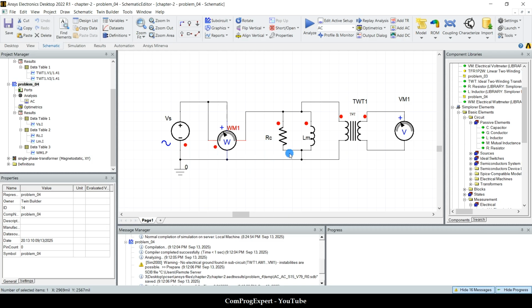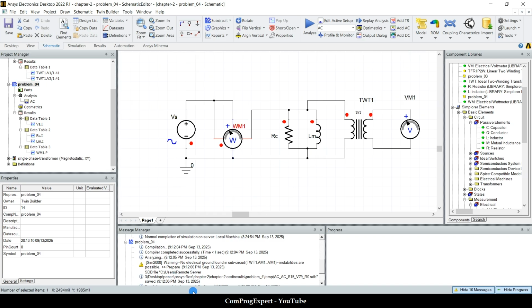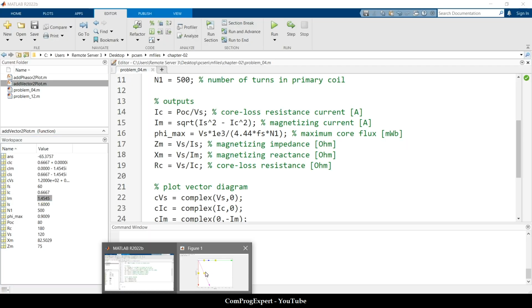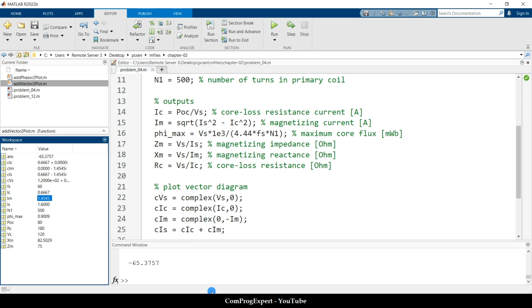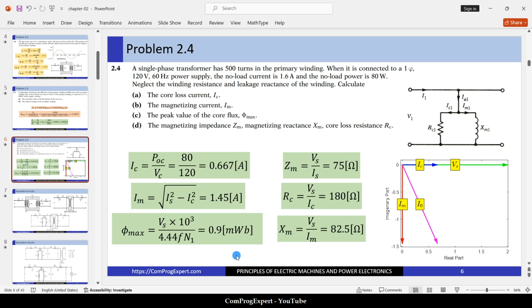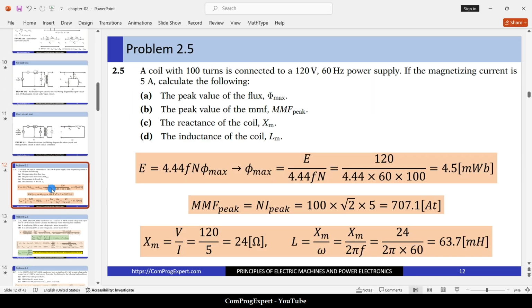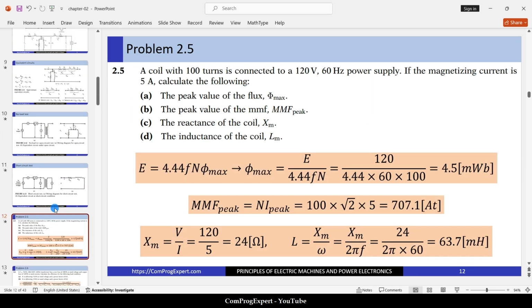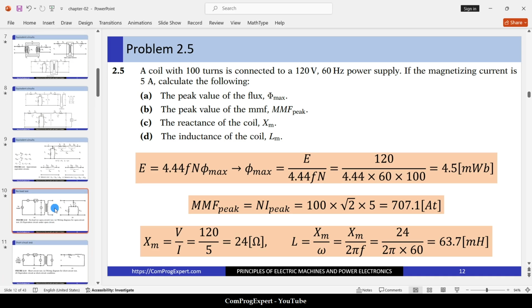Okay, so you can repeat the same analysis in ANSYS Simplorer, and you can run the MATLAB code to check the graphs that we calculated for this problem. Anyway, I think the time of this video is high. Let's continue solving the next problems in the next video.